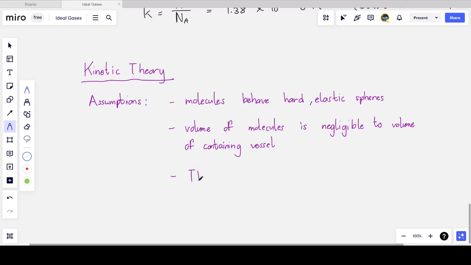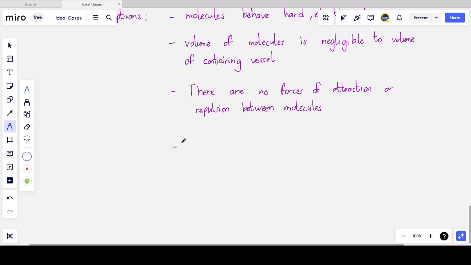Another thing that's important is that there are no forces of attraction or repulsion between molecules. And we know this from an ideal gas as well. Ideal gases only have kinetic energy. Ideal gases do not have potential energy, meaning there are no or negligible forces of attraction or repulsion between gas molecules. So all of the energy of an ideal gas must be kinetic and not potential.